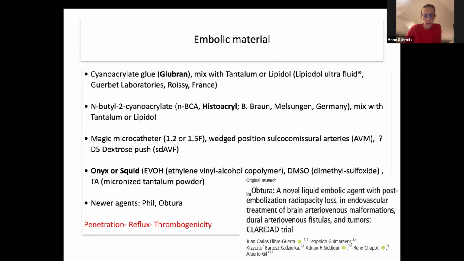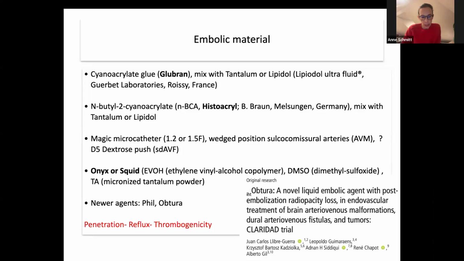There are 2 different types of materials. The top 2 are different glues. So you have Glubran and Histoacryl. Both glues you need to mix with some sort of radiopaque material, which is either tantalum, which is kind of like a black powder substance, or Lipiodol, which is an oily liquid. We use Lipiodol also to dilute the glue, because you want to target your percentage glue mixture depending on how thick you want it.